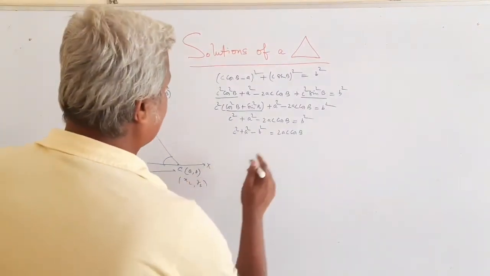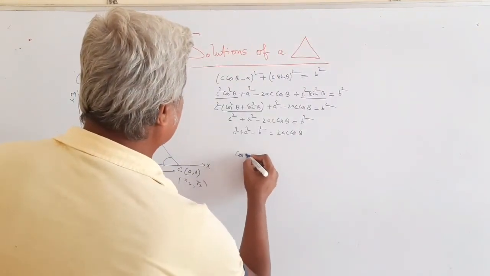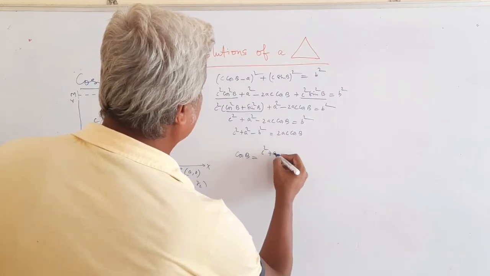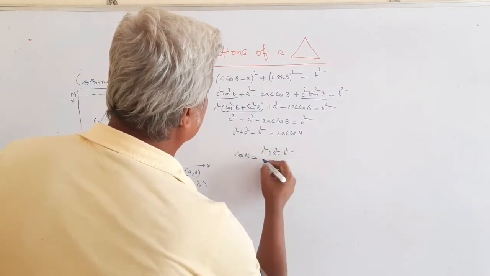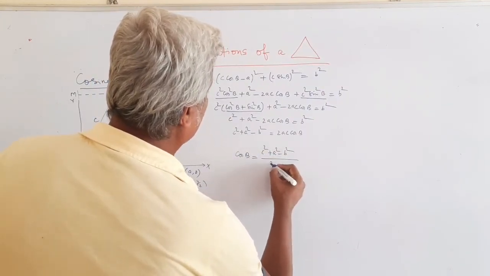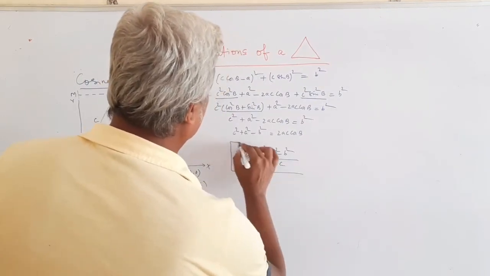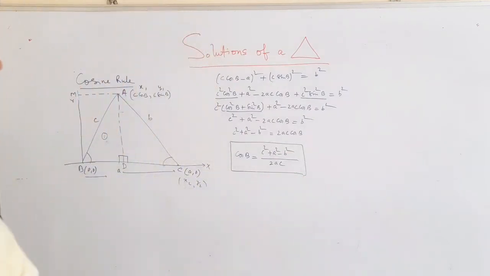So this one we can write as cos B, making cos B the subject. This becomes (c² + a² − b²) upon 2ac. This is the cosine rule. Now you see the relation.